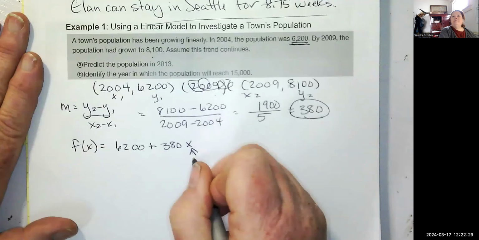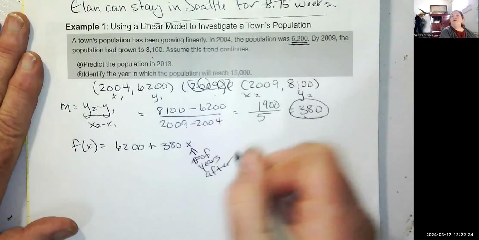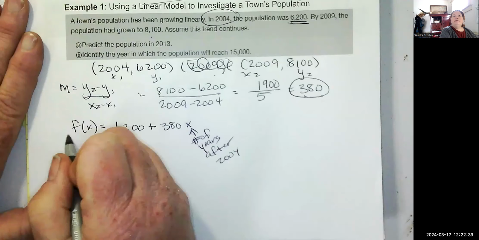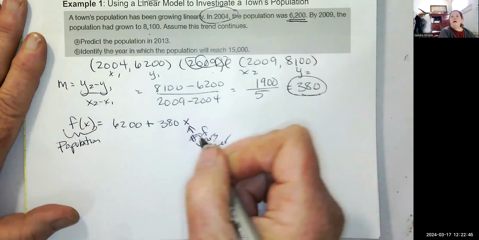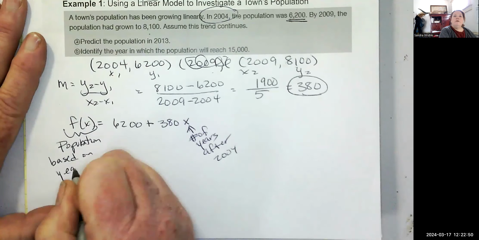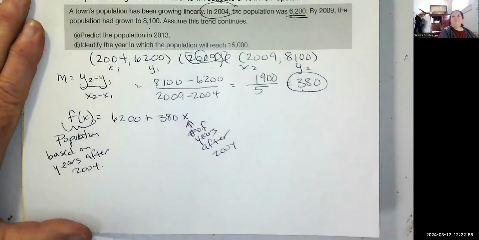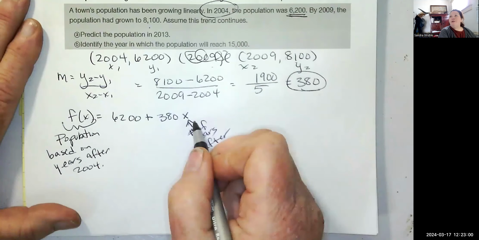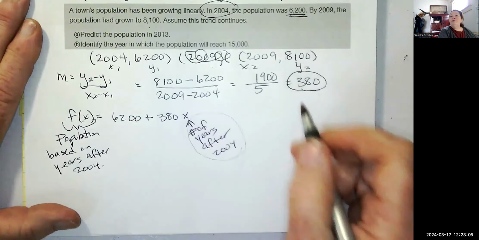So x is the number of years after the initial value, which was in 2004. And then this is the population based on years after 2004. Okay. Predict the population in 2013. Well, we're not going to plug in 2013 here. We're going to have to find out what is the difference between 2004 and 2013.